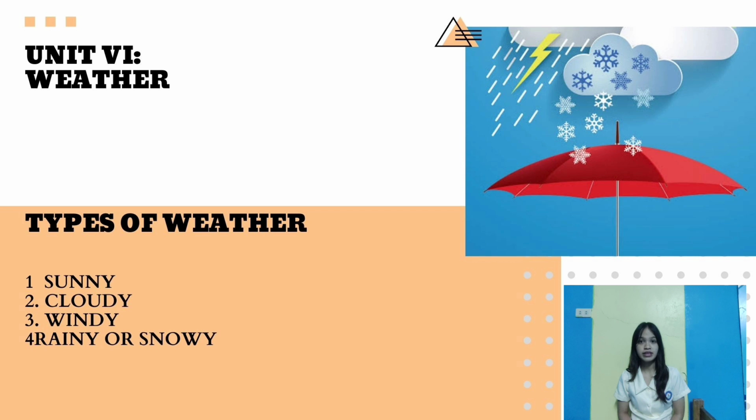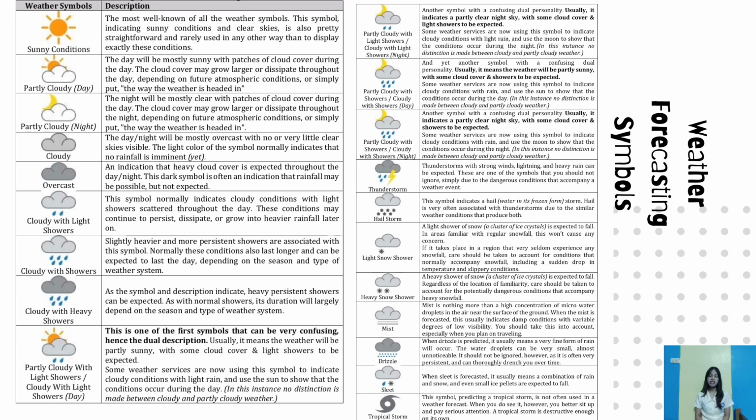There are types of weather: sunny, cloudy, windy, rainy, or snowy. So, I have here an image above of weather forecasting symbols and their meanings, so you can take a picture and read the meaning of the different symbols that are used in weather forecasting. I have so many pictures of that.